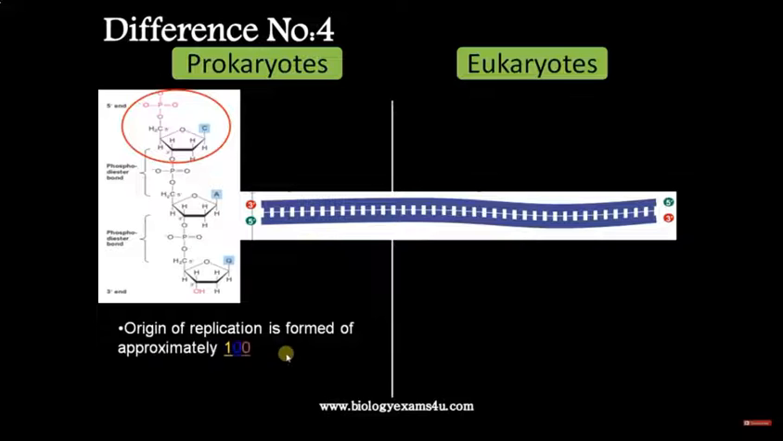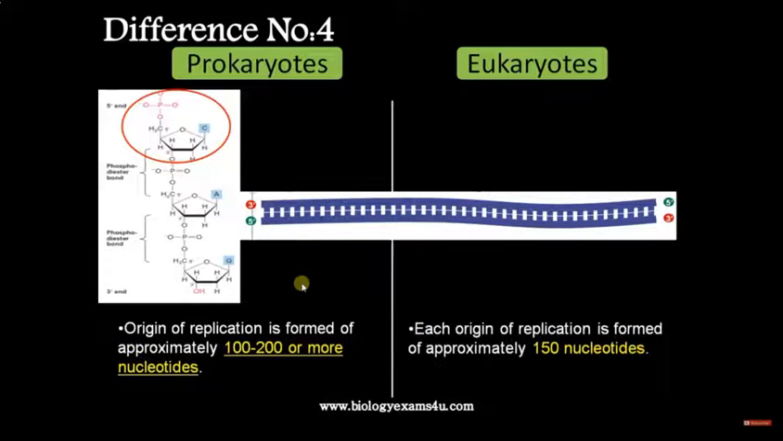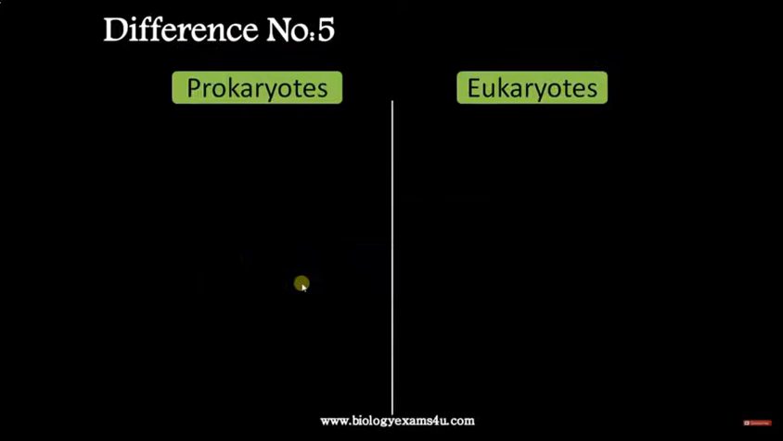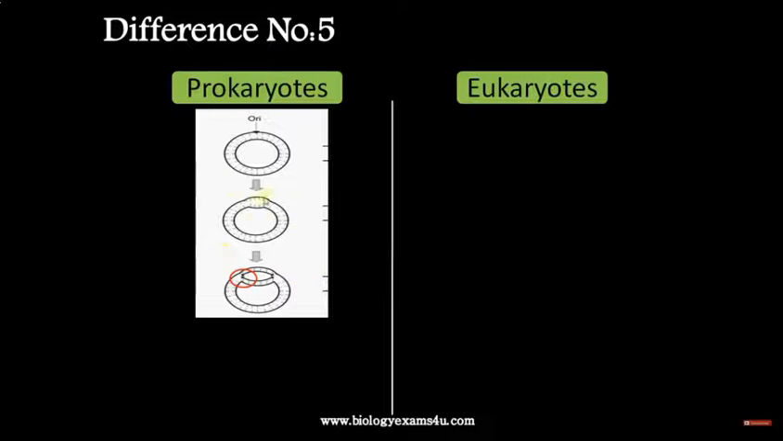Now the difference number 4 is regarding the number of nucleotides in the ORI. In the case of prokaryotes, this ORI is formed of approximately 100 to 200 or more nucleotides, whereas in the case of eukaryotes, each ORI is formed of approximately 150 nucleotides.